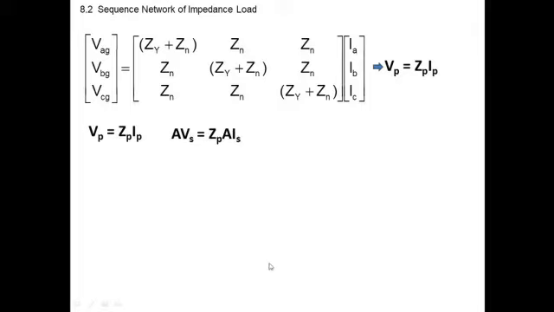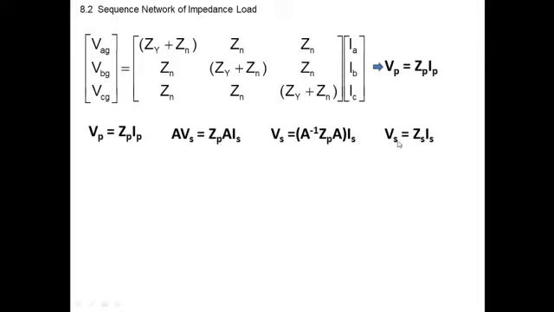Or we can write this as VP equal to A into VS, because in our last lecture we already said that VP relates to VS, the sequence voltages: the zero sequence voltage, the positive sequence voltage, and the negative sequence voltage. Similarly, IP is equal to A into IS, the zero sequence current, the positive sequence current, and the negative sequence current. Multiplying by A inverse on the left side, we can write VS is equal to A inverse into ZP into A into IS.